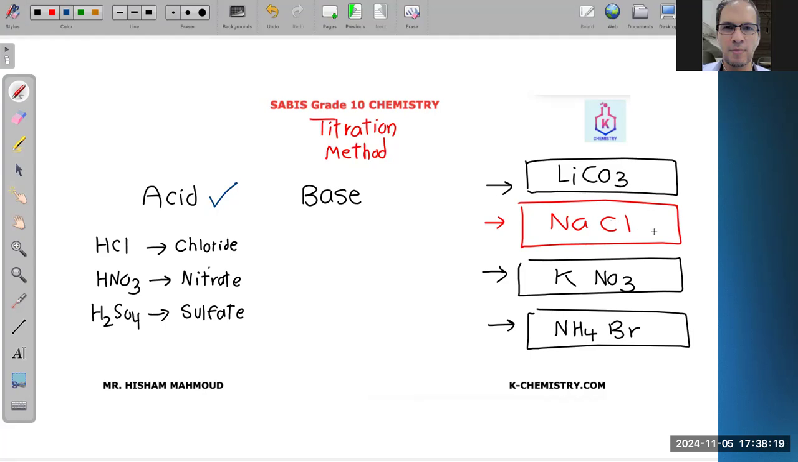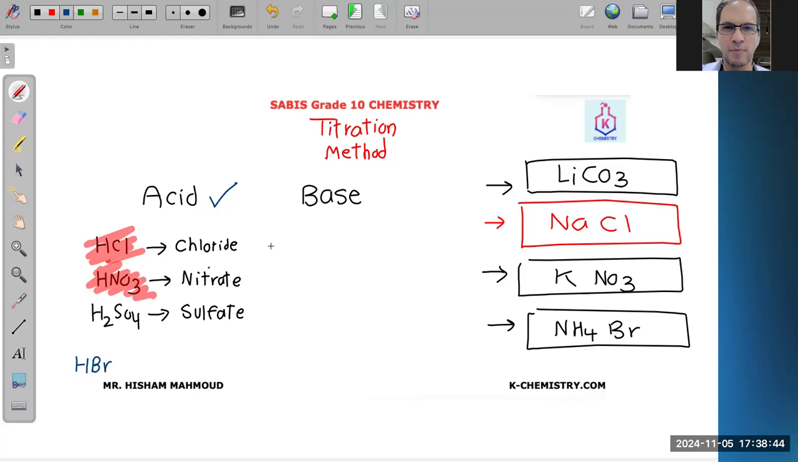Here, for example, I have chloride, sodium chloride. So which is the acid that I will use? I will use the HCl. The third one I have nitrate. So I will use the nitric acid. The last one, I will use a less commonly known acid. This is still an acid that I will use. And we'll talk about the lithium carbonate, how we are going to make it.